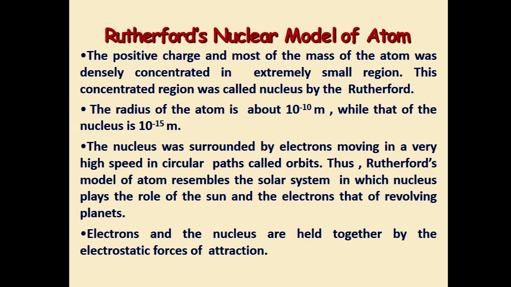The nucleus was surrounded by electrons moving at very high speed in circular paths called orbits. Thus Rutherford's model of atom resembles the solar system, in which the nucleus plays the role of the sun and the electrons that of revolving planets. Electrons and the nucleus are held together by the electrostatic force of attraction.